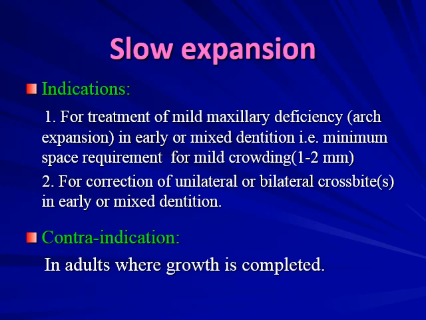Slow expansion is indicated in a growing patient, especially in an early and a mixed dentition stage where minimal space is required, around 1 to 2 millimeters, like cases with mild maxillary deficiency or a cross bite, whether it's unilateral or bilateral. It is contraindicated in a non-growing adult patient.